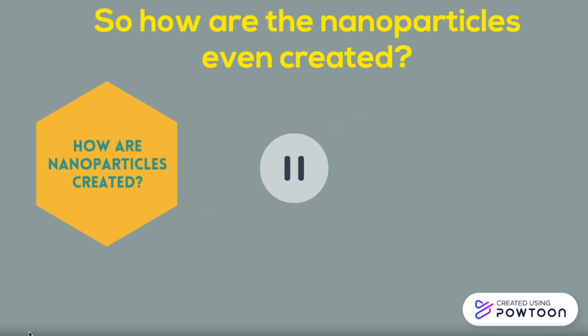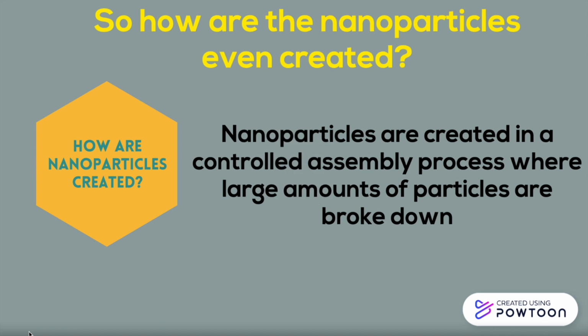So we've been talking about all the great benefits and amazing things about nanotechnology, such as how it can save water and raw materials. But we have to answer the question, how are these nanoparticles even created? How do we make objects so small that we can use and manipulate them in cool ways? Well, it's pretty interesting, and nanoparticles are created in a controlled assembly process where large amounts of particles are broken down.